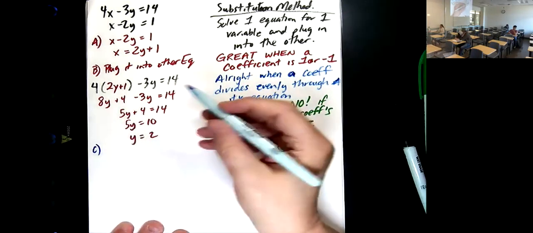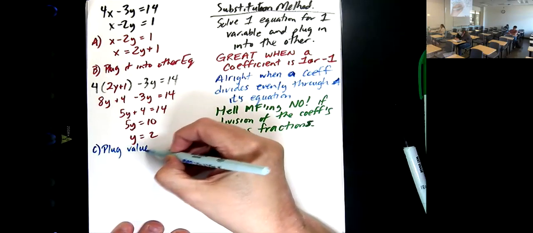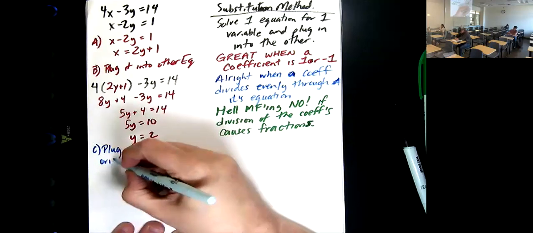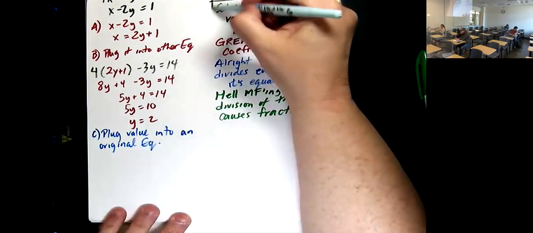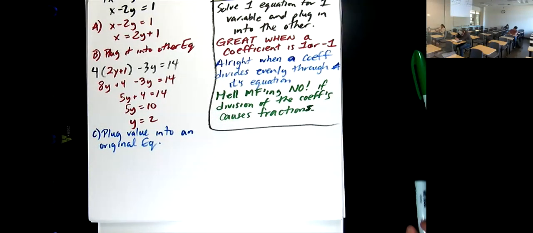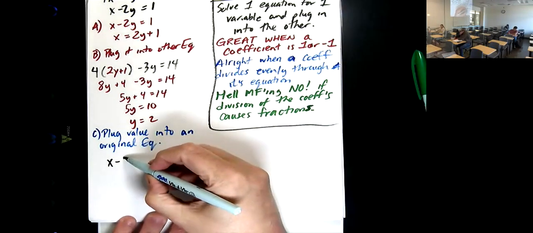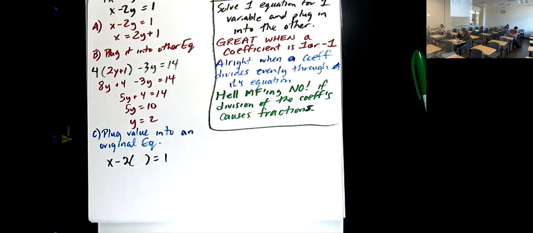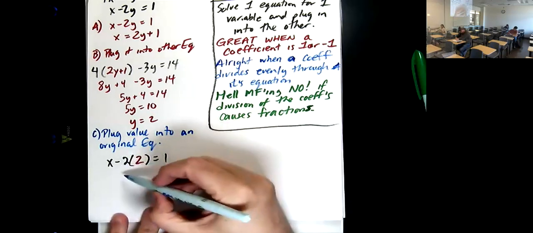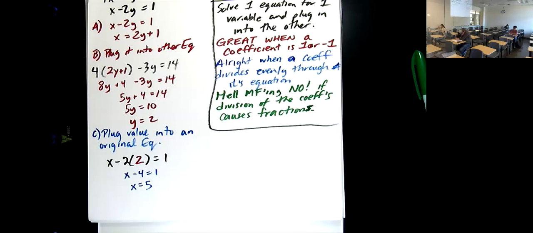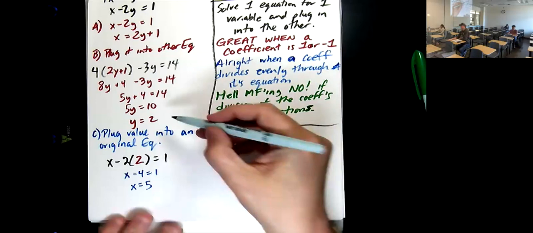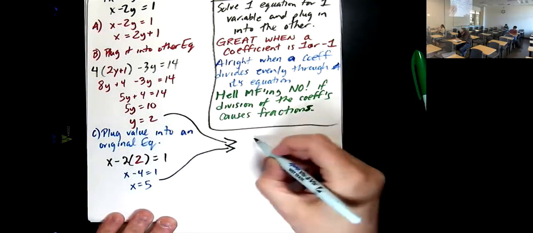Part C. Plug value into an original equation. I'll put this in a little box because that was my guidelines for the substitution method. I'm going to go with the one that looks like it has the least amount of work. x minus 2y equals 1. I'll plug in my 2 there. Got x minus 4 equals 1. So x equals 5. And these come together to give the solution: 5, 2.